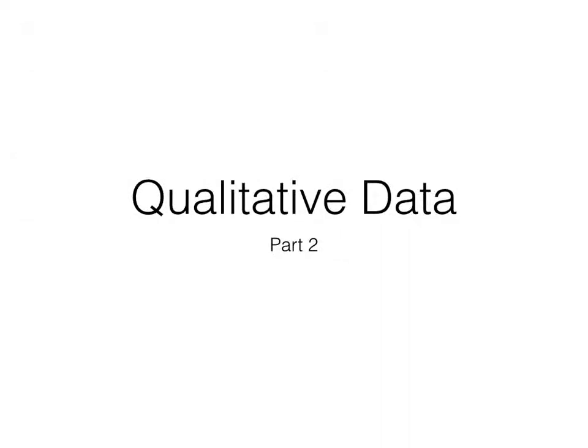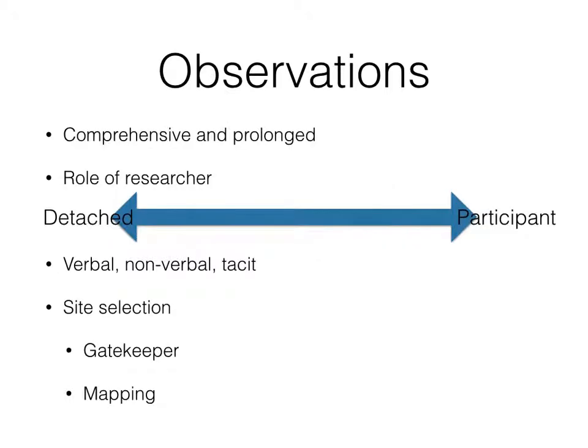So, welcome back to the next part as we talk about qualitative data. I'm going to start in this lecture with talking about observations. Observations are a really basic tool for the qualitative researcher. It is really hard to do any kind of qualitative research without making observations. These observations end up being very comprehensive, detailed, and often happen for a prolonged or extended period of time.